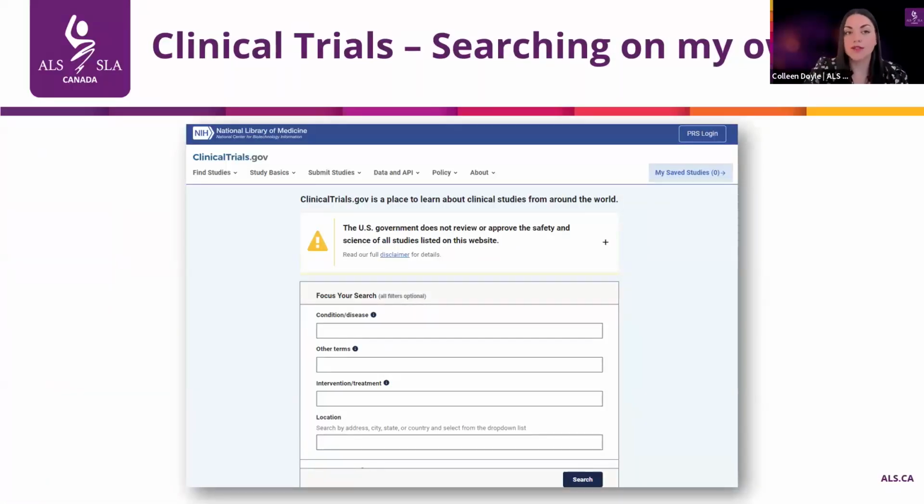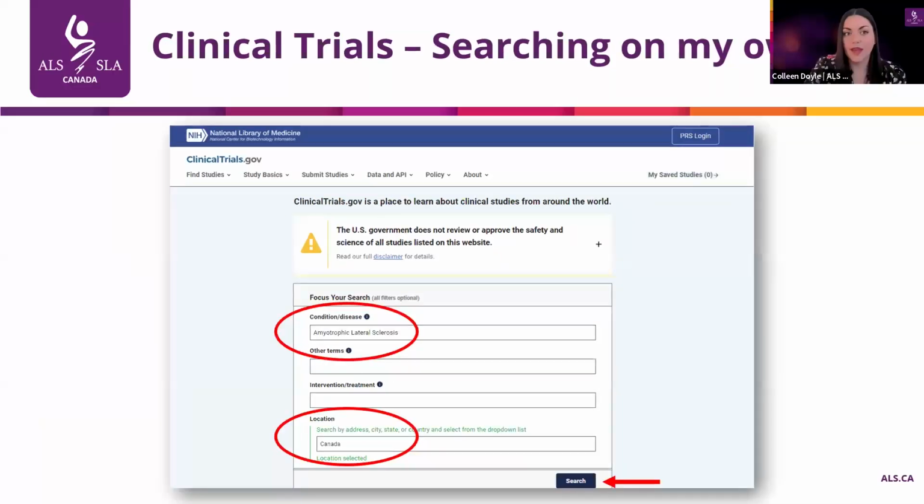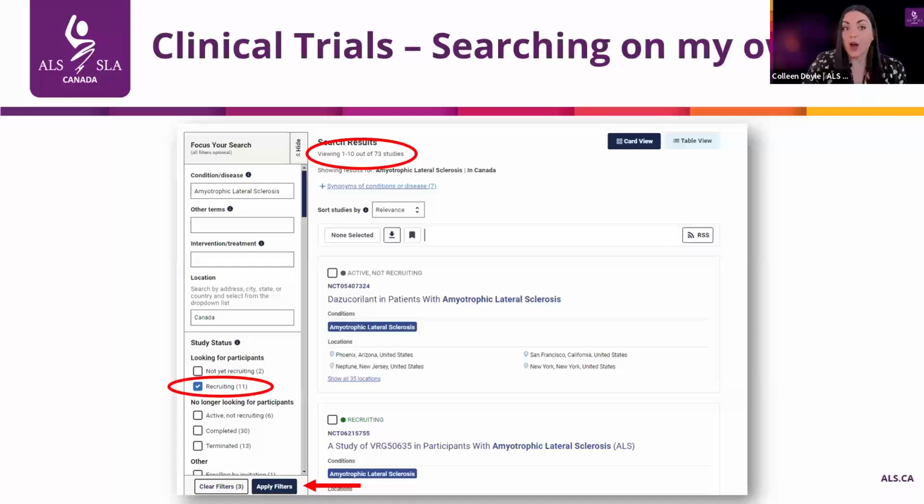When you go to clinicaltrials.gov, you will see this homepage, and there are a few different search filters you can use, such as the condition or disease, intervention or treatment, or location of the study. If, for example, you wanted to see all ALS clinical trials in Canada, you would want to enter amyotrophic lateral sclerosis under the condition or disease and Canada as the location and hit search. This will display all ALS clinical trials, both past and present, with at least one Canadian site, which, as you can see here, there's 73 different studies.